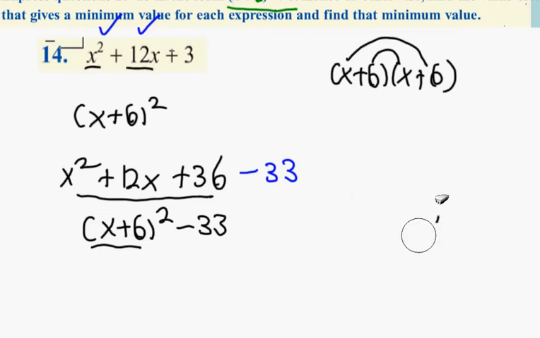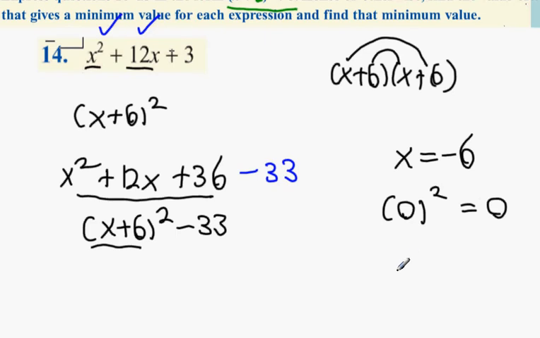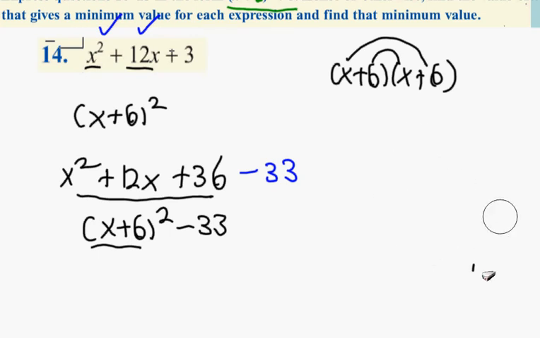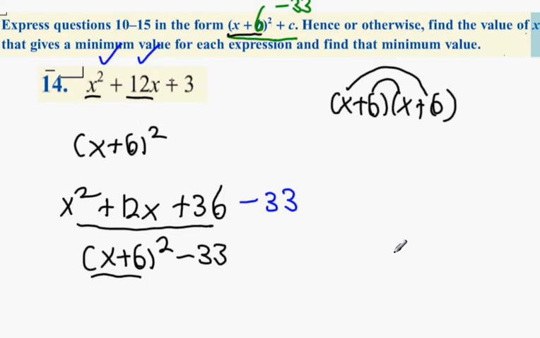What happens if I say x is minus 6? If x is minus 6, this would be minus 6 plus 6, which would be 0 squared, which is 0. What happens if I use x equals minus 12? It'd be 36. So what you can see is that we want x + 6 to be 0 squared. All the questions are the same. To get the minimum value, you always want this squared part to turn into 0 squared.